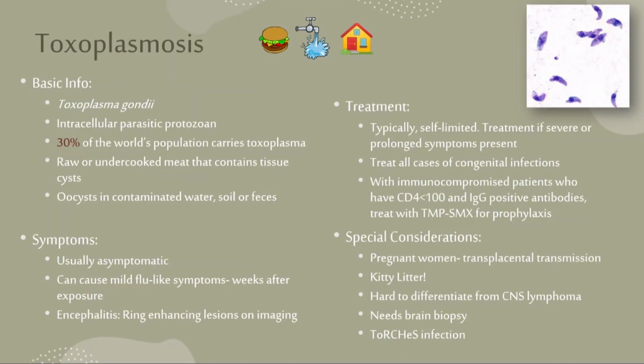So symptoms for the immunocompetent person, you're usually asymptomatic. It can cause mild flu-like symptoms up to weeks after, but for the majority of people, you really don't see anything. Disseminated disease, the board question is ring-enhancing lesions on imaging with patients that you're working up for encephalitis.